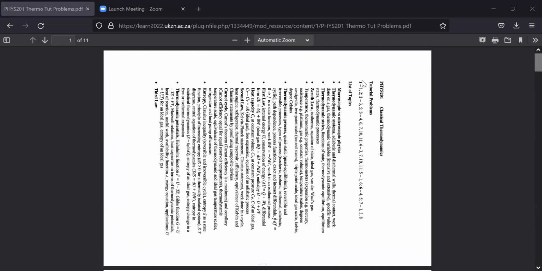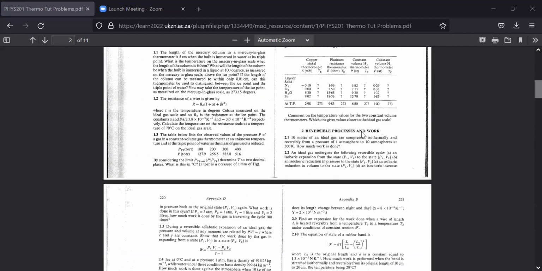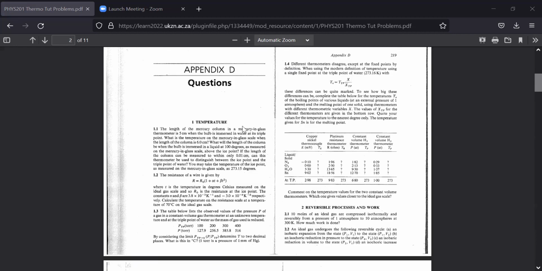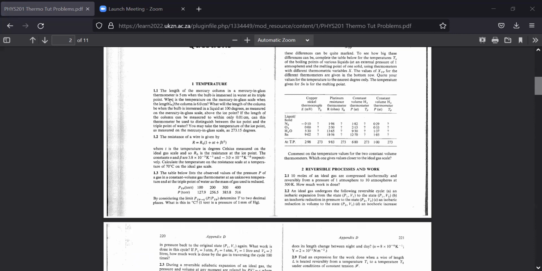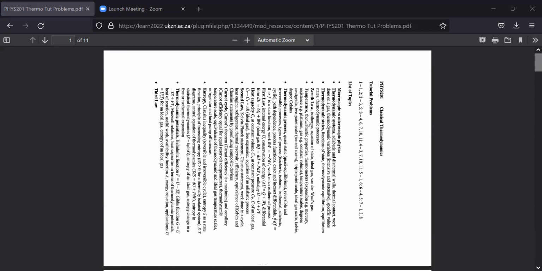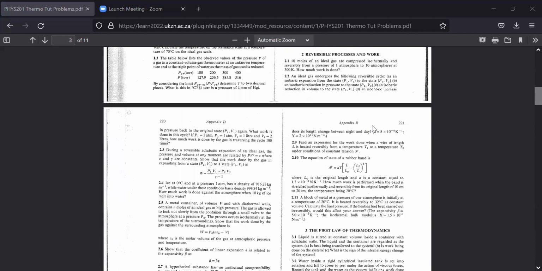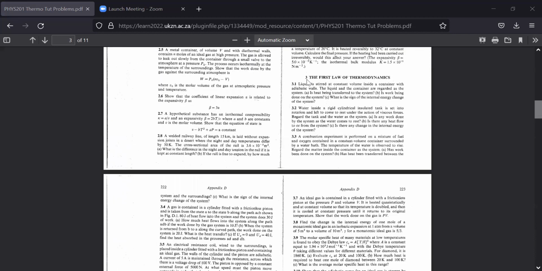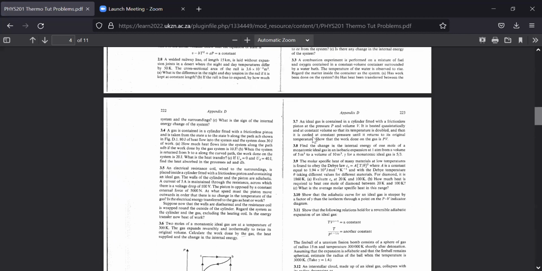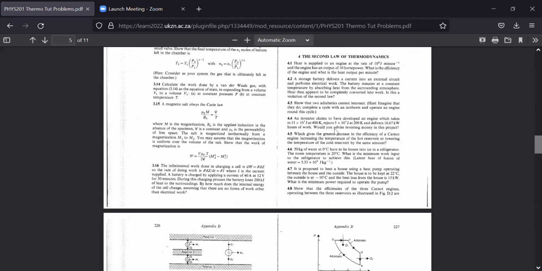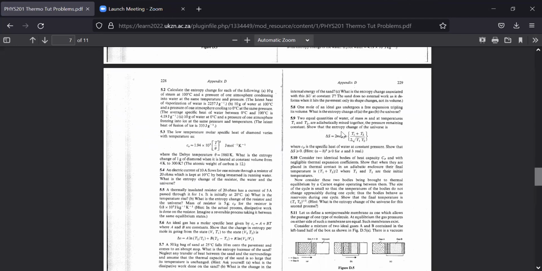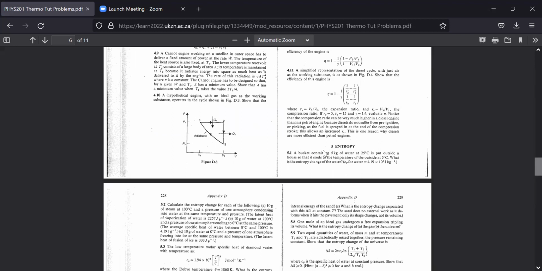So for 1, we've got questions 1 and 2, so that would be this bit here. Then the next one was 3 and 5, so let's see where that is. Here's question 3, the first law of thermodynamics, and then question 5, scroll down here, here's question 5, entropy. Okay, does that make sense?